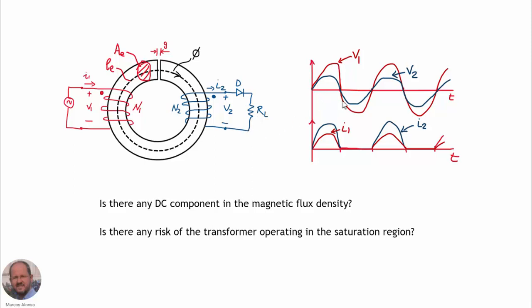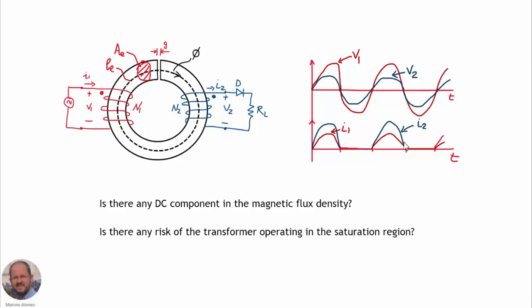So here we have the theoretical waveforms. We have the voltage at the primary, the voltage at the secondary. We are assuming that we have a step-down transformer. And here are the theoretical waveforms for the currents. We have the current through the primary and the current through the secondary.